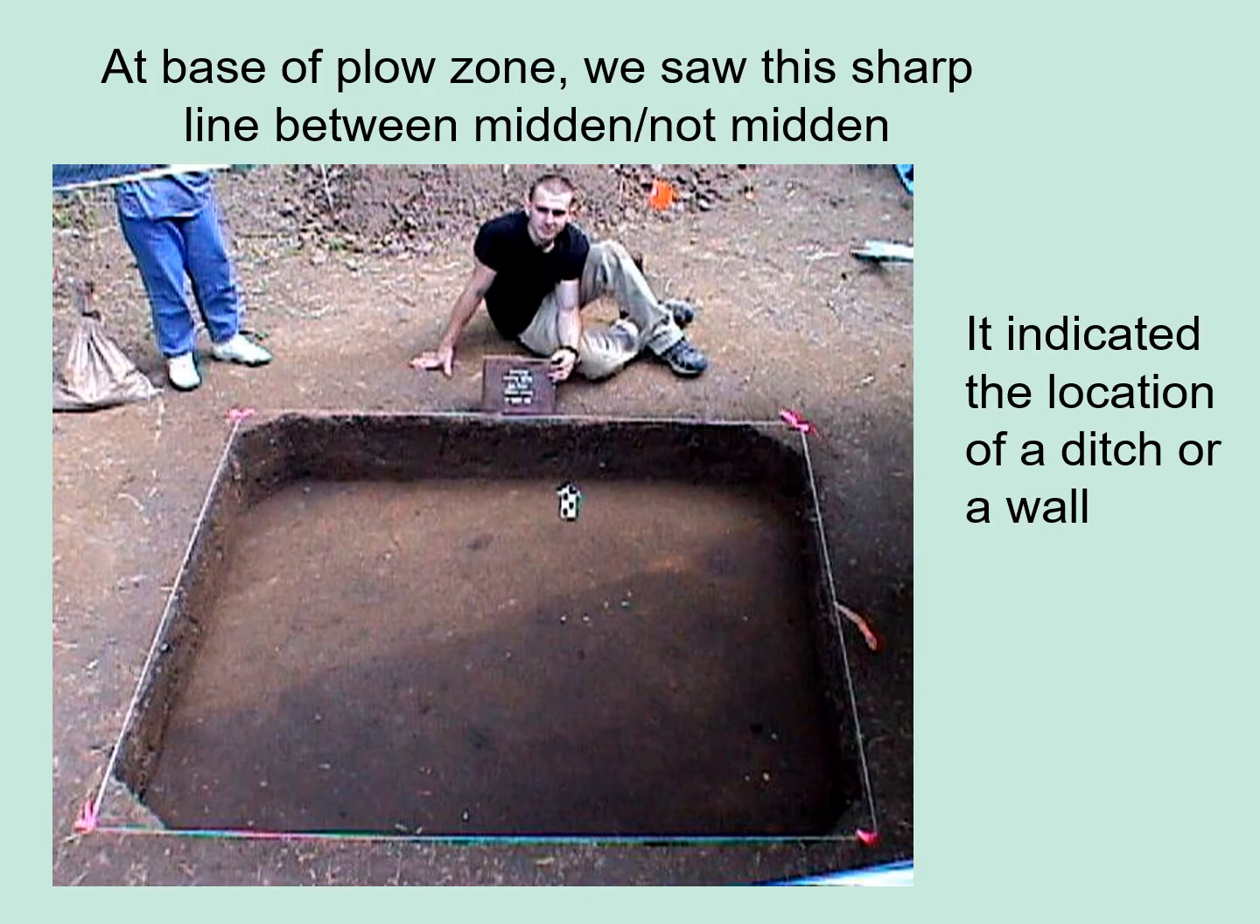I'll give you an example here where we used seriation. We were excavating over in central South Carolina. This is a 2 by 2 meter unit. And at the base of the plow zone, the mixed up zone, we found this sharp line between midden, the black dirt, and not midden. Now, you see a sharp line like this only if you have a ditch or if you have a wall. So it indicated the location of a ditch or a wall.